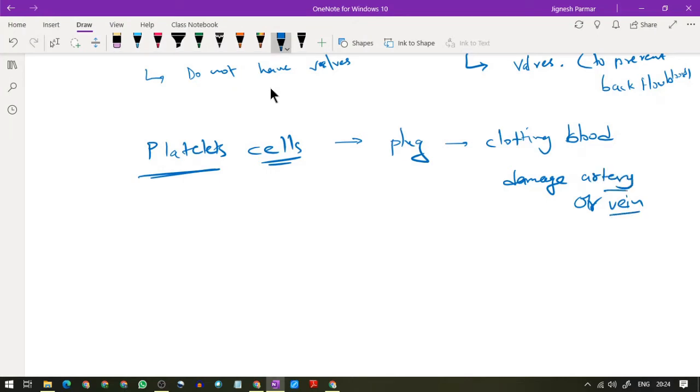Okay, so at the damaged place in the vein and artery, who clots the blood? This is the role of platelets.